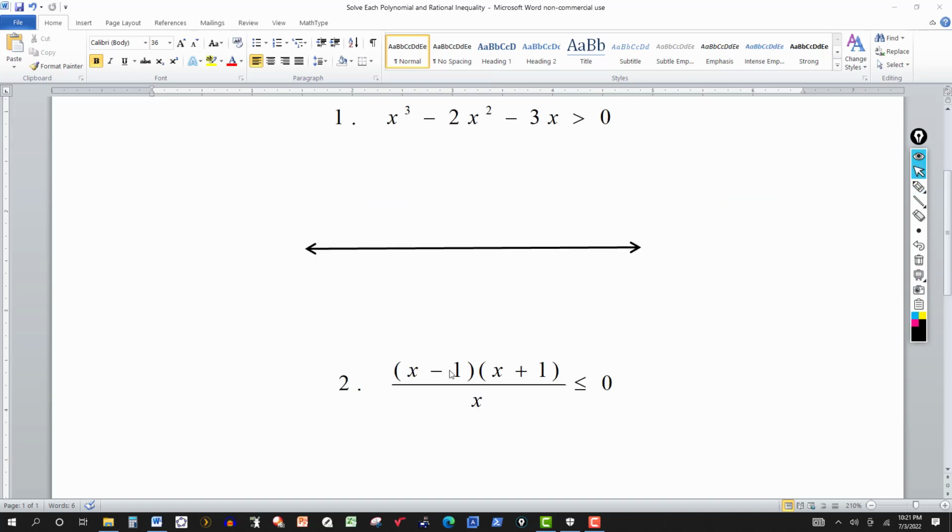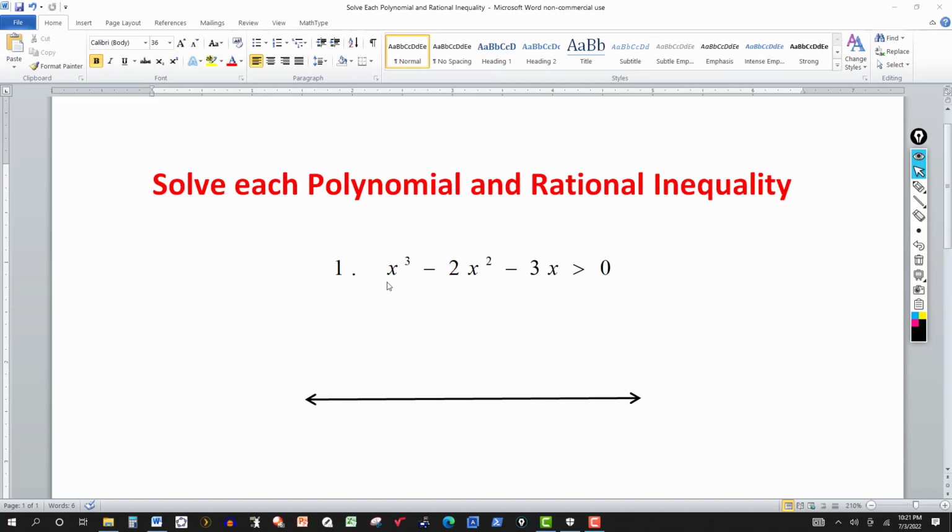Now the next one is a rational inequality. The first one was a polynomial inequality. This is rational. Now I want to point out to you that the technique here is, if it's a polynomial, you want to factor it out. You want one side to be 0. So let's say they give it to you with the plus 3x on this side.